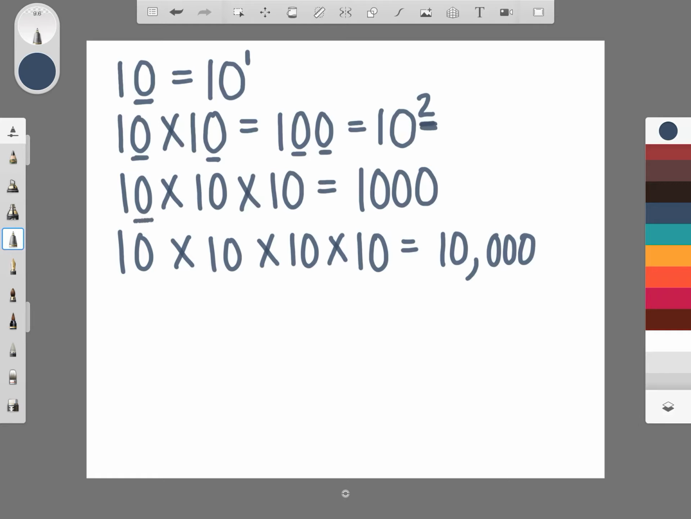The next number, we have 3 zeros in the factors, 3 zeros in the product, and we write this as 10 to the third power. In our next one, we have 1, 2, 3, 4 zeros in the factors, 4 zeros in the product, and we write this as 10 to the fourth power. Remember that the power tells us how many tens we have to multiply. It also tells us how many zeros will be in the product. Okay, now you know what a power of 10 is.